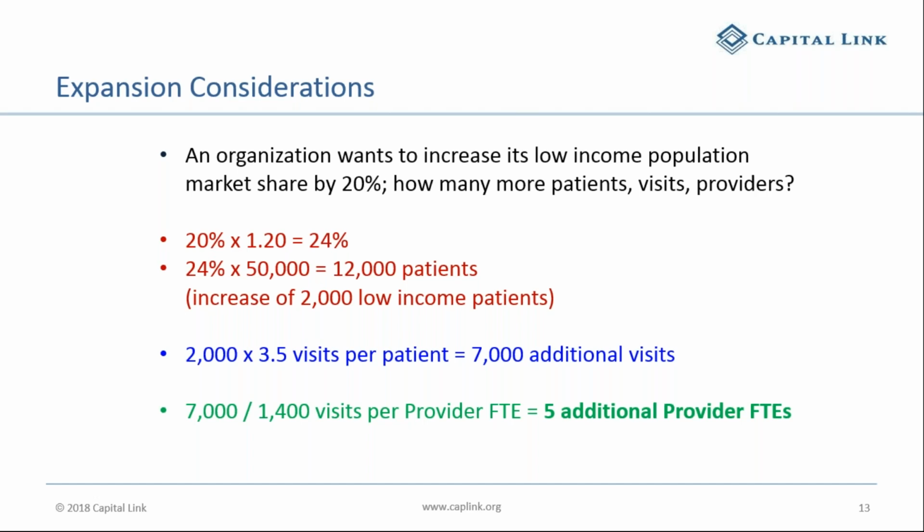When you multiply that by the visits per patient, it gives you 7,000 additional visits. And then the 7,000 divided by 1,400 gives you the number of additional provider FTEs that it would take to meet those needs.